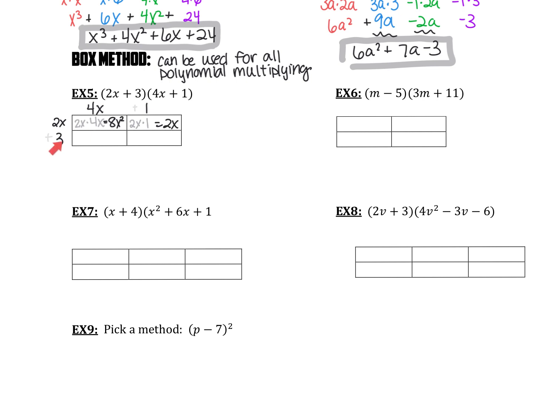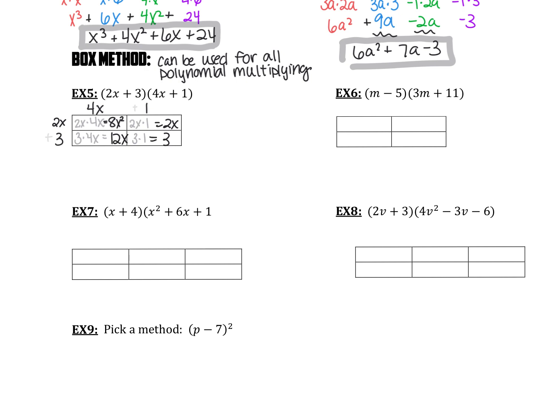Then I'm going to repeat that. Positive 3 times positive 4x. So 3 times 4x gives me 12x. That goes in my next box. And finally, I'm going to multiply the 3 times the 1. And the 3 times the 1 goes in my final box, which is just 3.